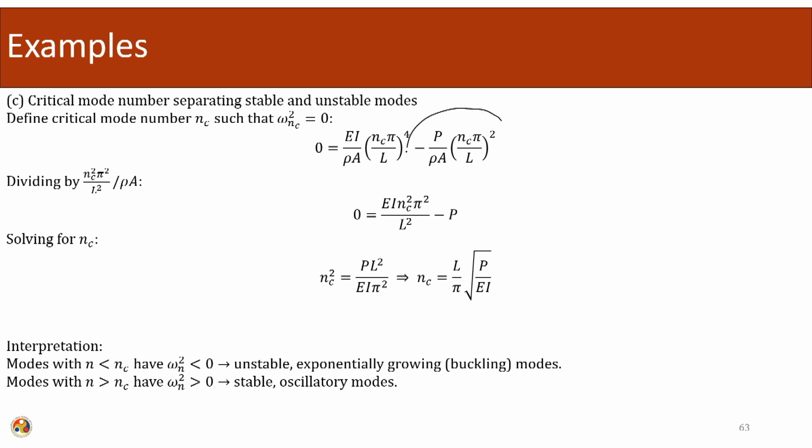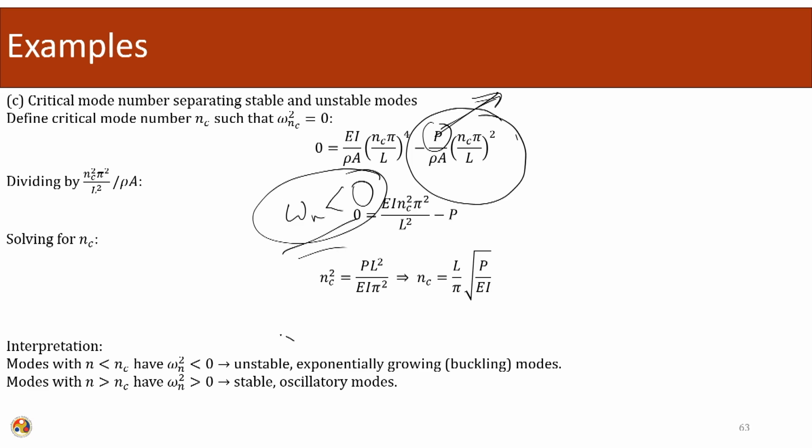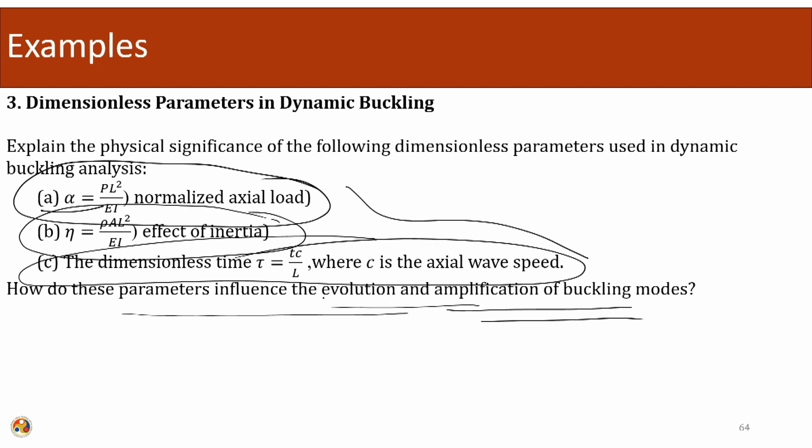Here what we are saying is that as P increases, this term, the omega square, will become less than 0. So, as we increase the value of P, omega n will become less than 0, and it will force the system into more and more modes into the unstable equilibrium.